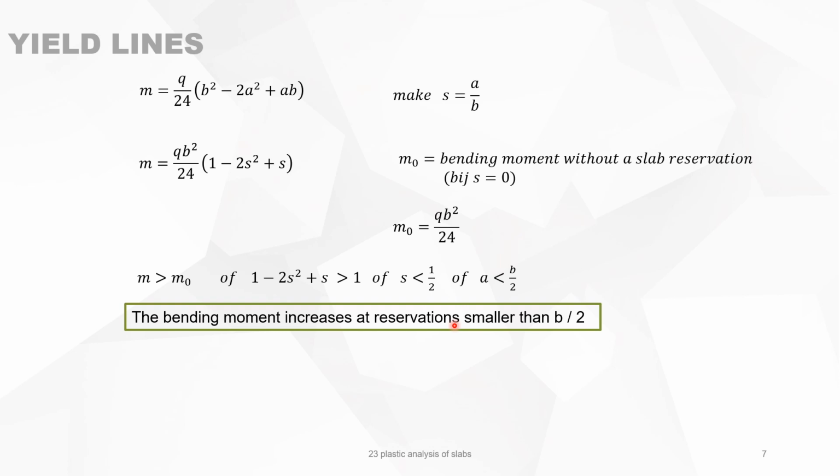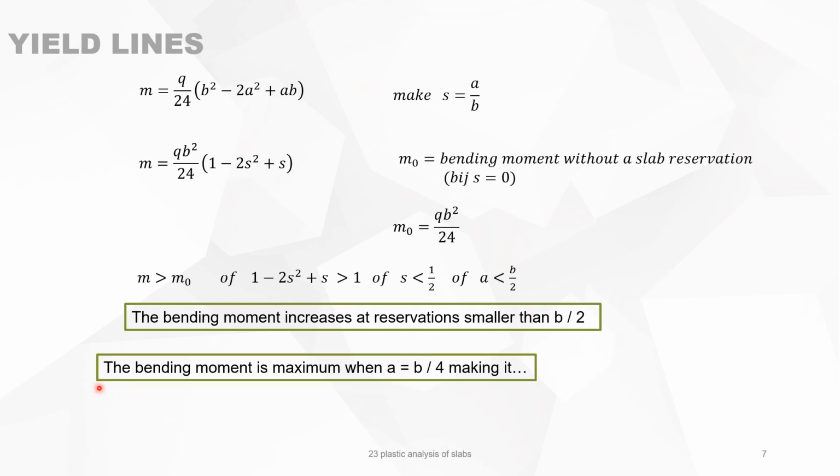But once the hole or the reservation that you made is smaller than B over 2, then the bending moment increases. And the bending moment is maximum when the size of the reservation is B over 4. This maximum bending moment is then 3QB squared over 64, or you will increase the bending moment by 12.5%. So if you have an existing slab with existing reinforcement in it, then you will overload the reinforcement by 12.5% if you make a hole in the slab equal to the size of the slab divided by 4.